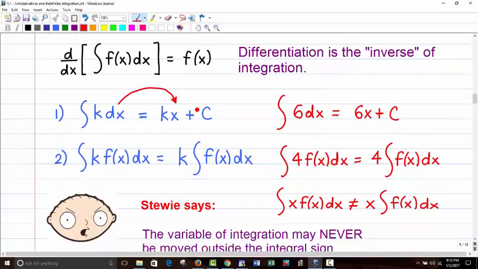So the antiderivative of any constant times dx, or d whatever the case may be, is just going to be kx plus c. So you have to be careful here because you're used to the derivative of a constant being 0, but the antiderivative of a constant is not 0. So for example, here, the antiderivative of 6 dx would just be 6x plus c.